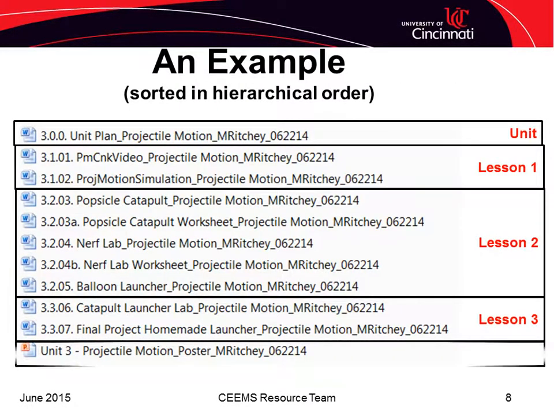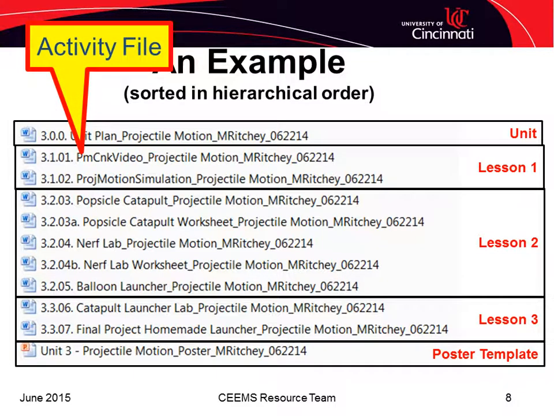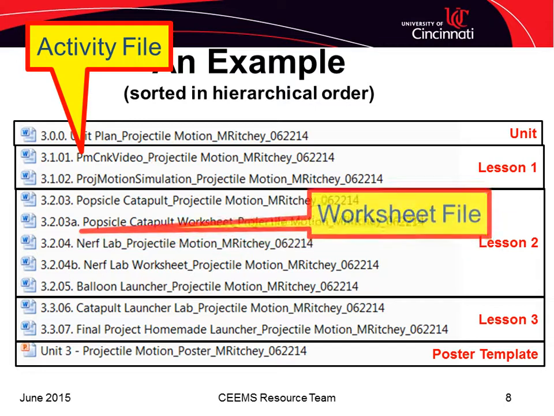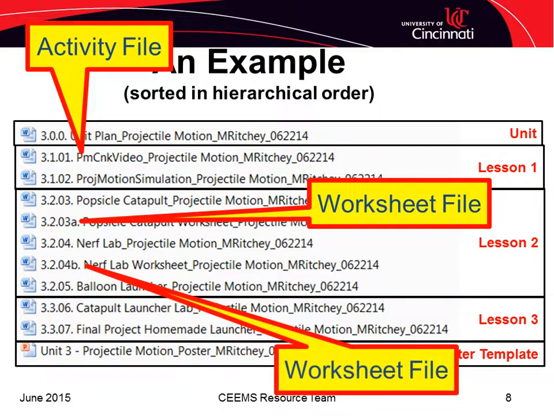So you might be wondering, what does this look like with a real set of files? Here is an example. The files are arranged in alphabetic order. More importantly, they are arranged with the unit plan at the top, followed by lessons 1 through 3. The poster template is located at the bottom. Within each lesson, there are multiple activity and worksheet files. The activity files can be identified by the 2-digit number with a leading 0. The worksheet files can be identified easily because they contain a letter in the name. In this case, there are 2 worksheets, including 3.2.03a and 3.2.04b.